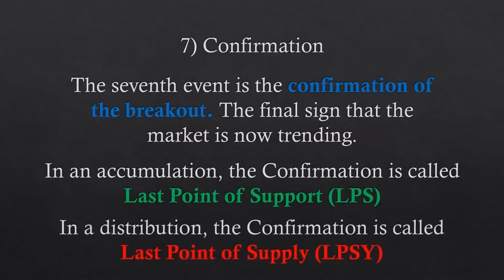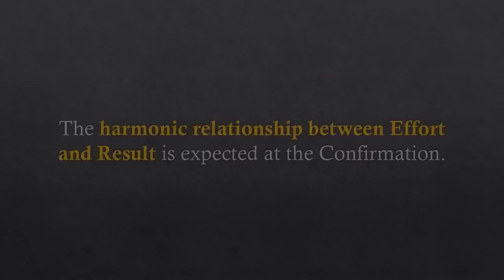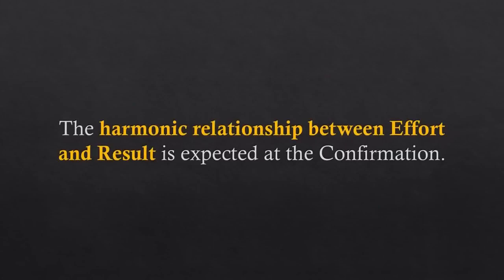The confirmation is usually a clear event in the chart. At this point, the trend will be in effect, and this is where the harmonic relationship between impulse and corrective price movements is expected. An increase in volume on impulse movements and a decrease in volume on corrective movements.